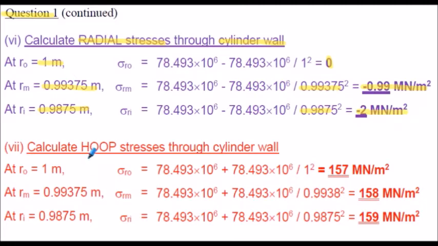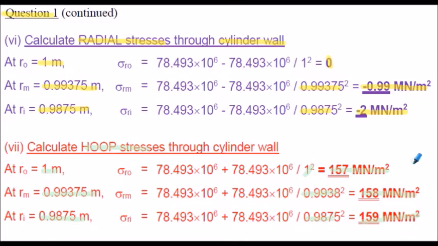It's the hoop stress we're actually asked to calculate through the cylinder wall. So at the outside radius of 1 meter, putting 1 meter into the hoop stress equation, the hoop stress is 157 meganewtons per meter squared. Inserting the mean radius into the hoop stress equation gives a value of 158 meganewtons per meter squared, and inserting the inside radius at the bore into the equation gives 159 meganewtons per meter squared.